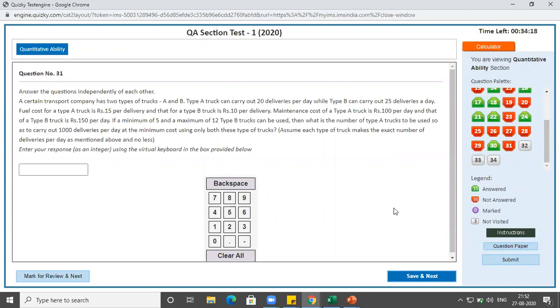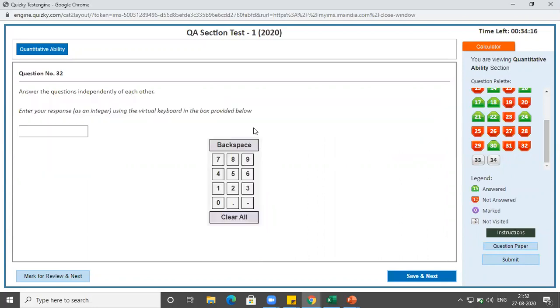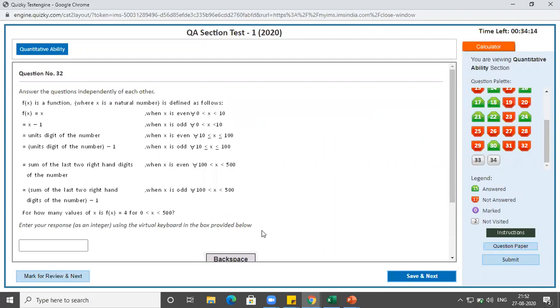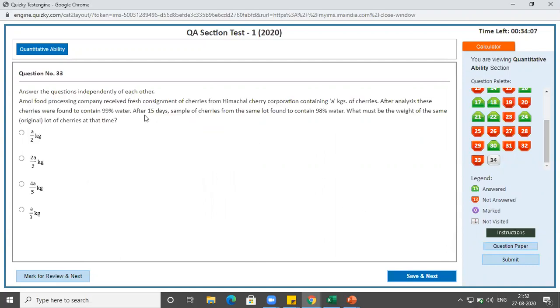A certain transport company. Okay, थोड़ा lengthy question लग रहा है. A lot of numbers are here. Next round. Okay, ये तो I think I'm not going to come back to this question. I mean, it's very intimidating at first. If I get any time, say towards the end, round 3, I'll try to solve that question.